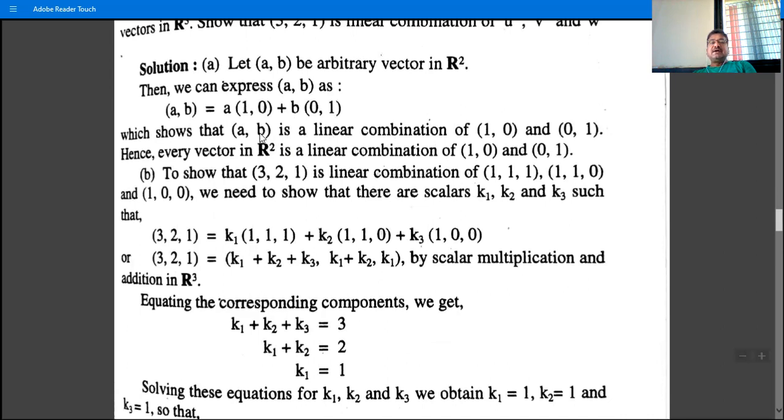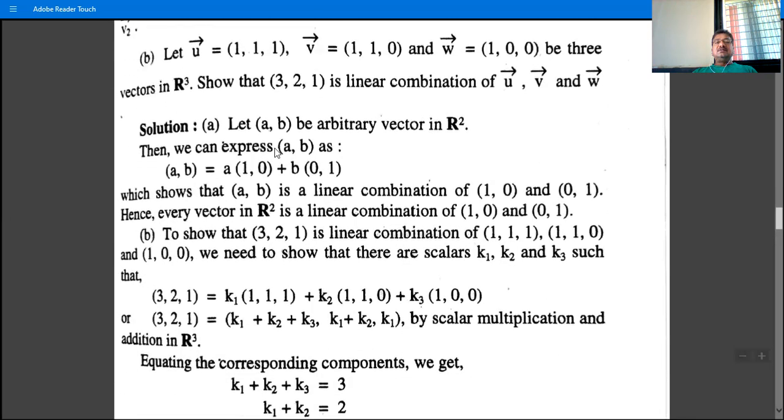This shows that (a, b) is a linear combination of (1, 0) and (0, 1). Since (a, b) is an arbitrary vector expressed as a linear combination of these two vectors, every vector in R2 is a linear combination of (1, 0) and (0, 1). Therefore these two vectors span R2, or if you denote S as the set of these two vectors, then this set spans R2.